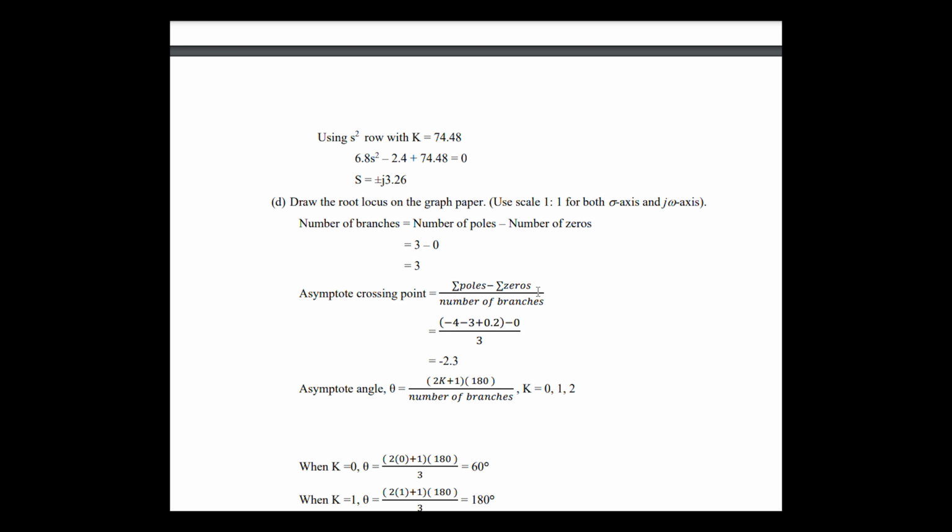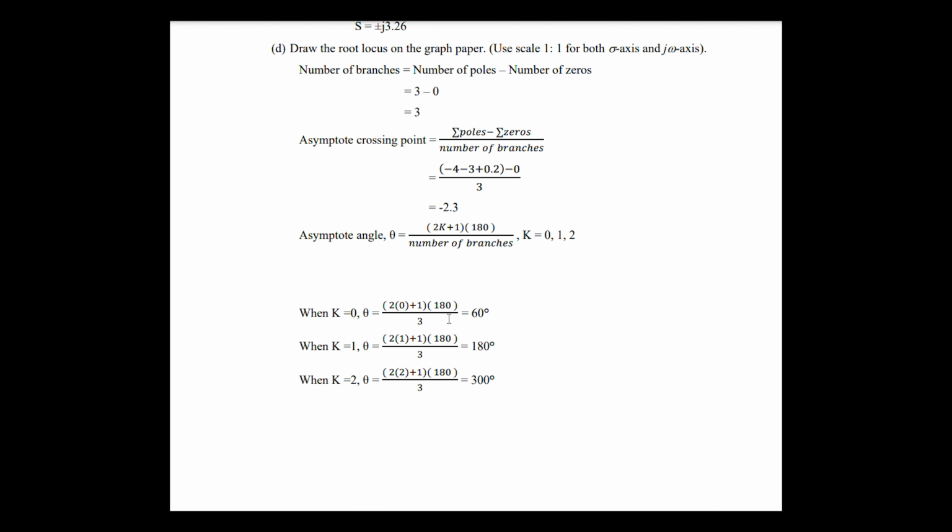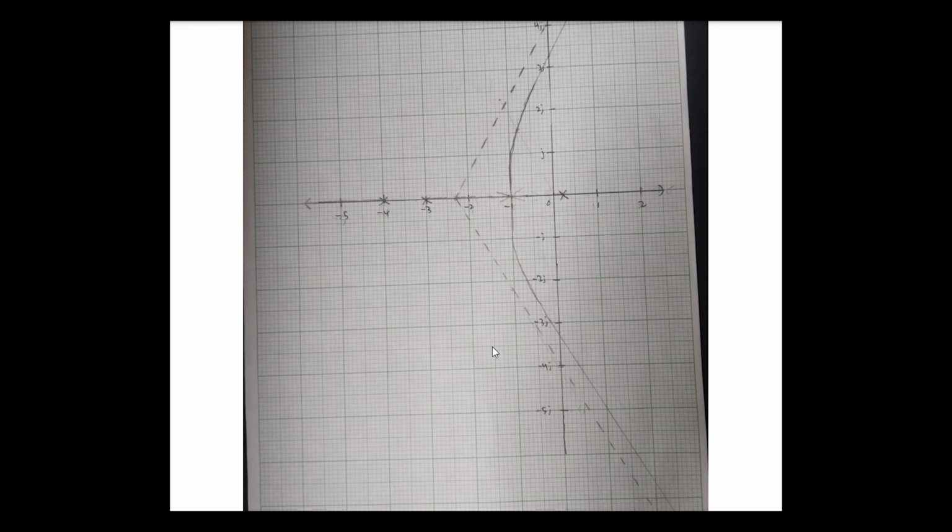First we need to determine the number of branches by using the formula: number of branches equals number of poles minus number of zeros. So 3 minus 0 gives the branches equal to 3. After that, using the formula of asymptote crossing point, we get -2.3, and for the asymptote angle, k equals 0, 1, 2. When k equals 0, the angle is 60. When k equals 1, we get 180, and when k equals 2, we get 300. So this is our graph.